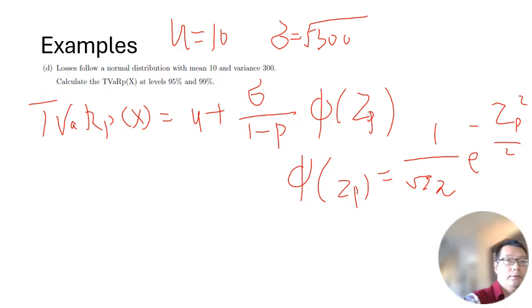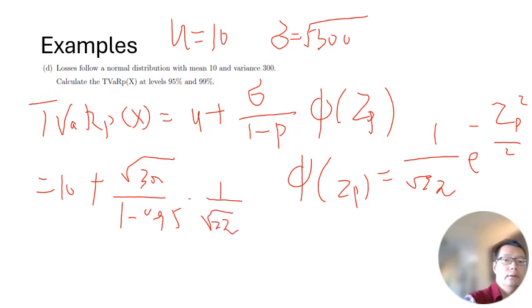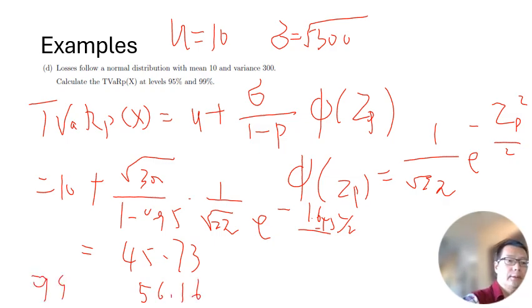So from here, for 95%, you can have mu is 10 plus the square root of 300 over 1 minus 95%, times phi of z, and this you have to find from the table. Again, the final will be 45.73 for 95%. If it's 99%, you will get 50 for 99%.